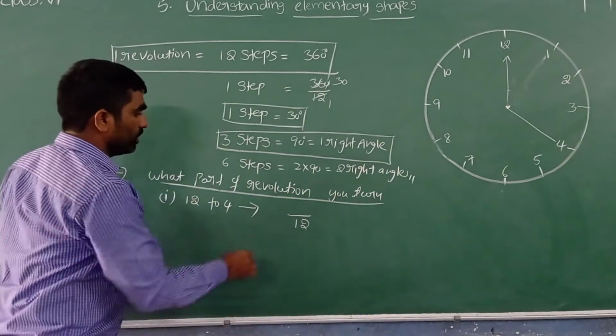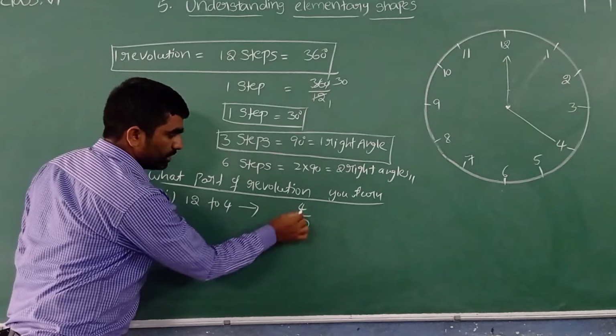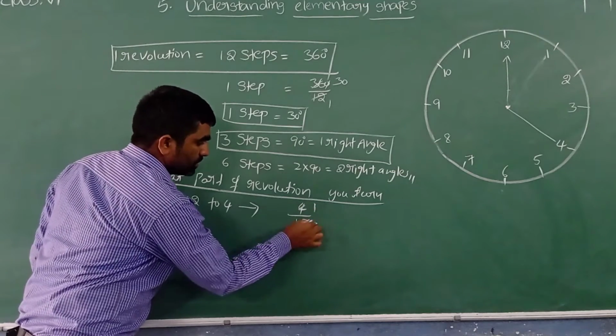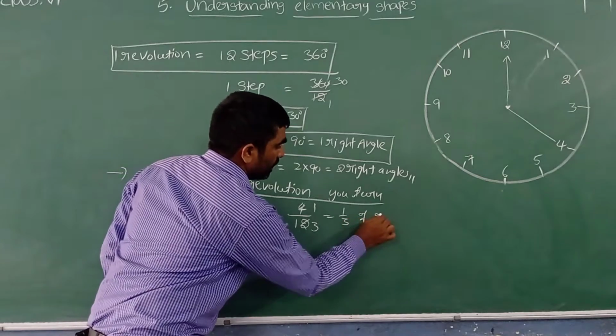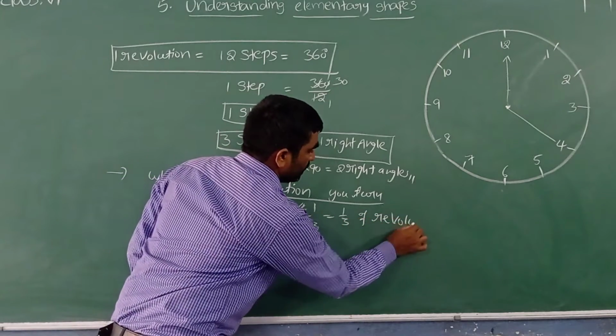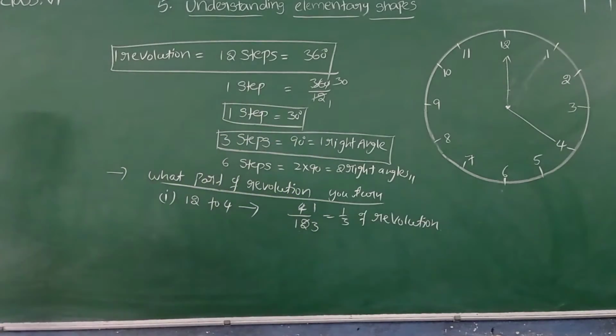Yes. We covered 4 steps. Now simplify this, if possible. 4 1s are 4, 4 3s are 12, which is equal to 1 by 3. So we covered 1 by 3rd of a revolution.